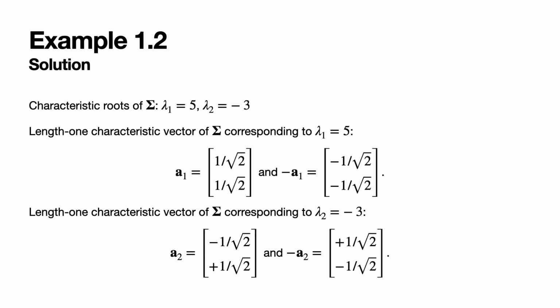Putting all these results together in summary, the characteristic roots of this matrix cap sigma are lambda 1 equal to 5 and lambda 2 equal to negative 3. The length 1 characteristic vectors of cap sigma corresponding to lambda 1 equal to 5 are shown here, a1 and negative a1. And the length 1 characteristic vectors of cap sigma corresponding to lambda 2 equal to negative 3 are a2 and negative a2, as shown here in the slide.